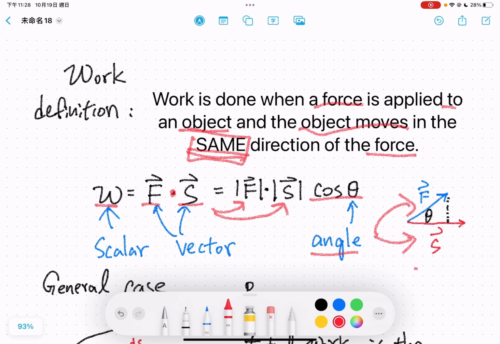So if the force and the displacement are perpendicular, the work is 0. If they are parallel, we simply multiply their magnitudes. So finally we get that the work itself is a scalar. The reason is that it is the inner product of the two vectors.